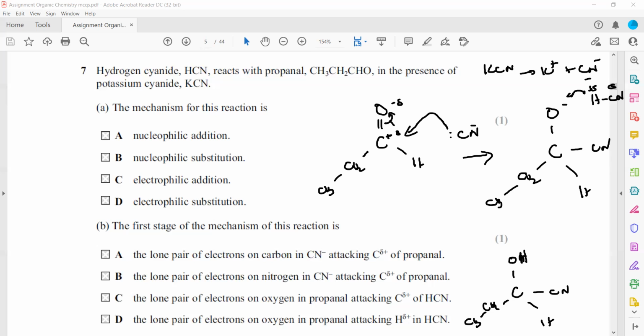So what is the mechanism of this reaction? First thing, either it is electrophilic or nucleophilic. How did the reaction start? By attacking on the positive center. So when it attacks on the positive center, it means it is nucleophilic. So it cannot be C or D. Then we have to identify whether it is addition or substitution. You can see all the reagents are added, nothing being removed or displaced. So it means it is a nucleophilic addition reaction. Is it clear? Discussion.